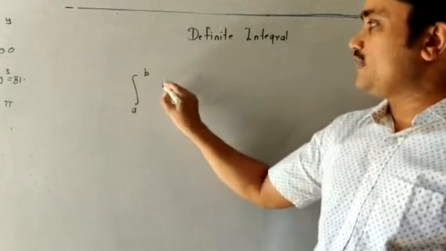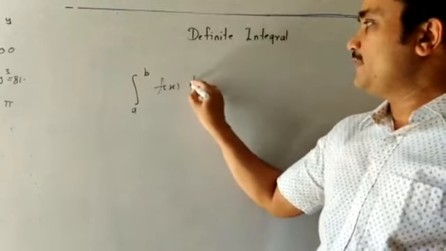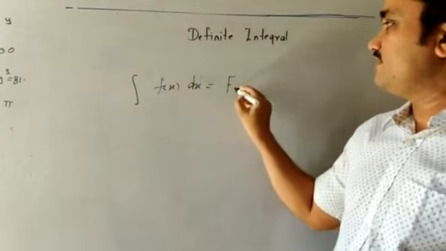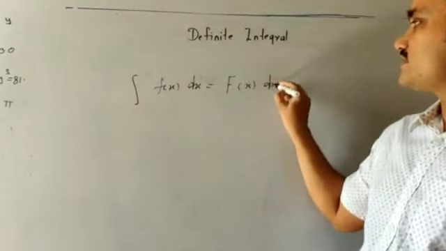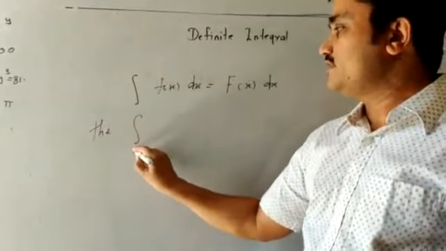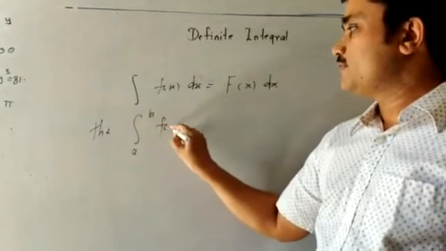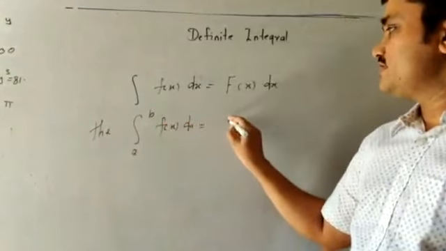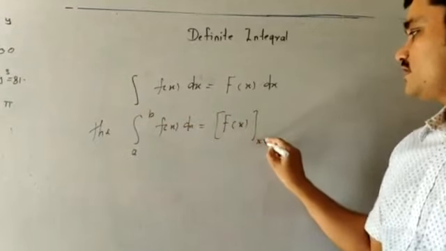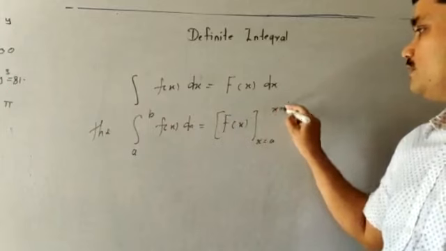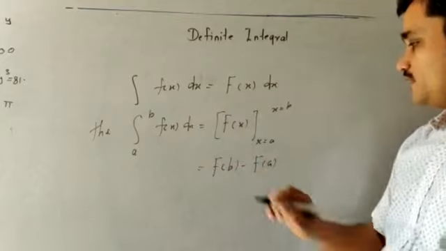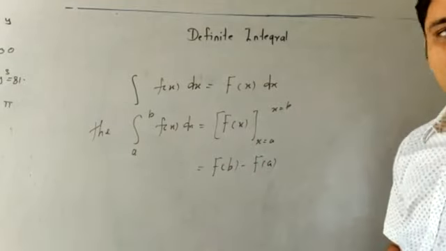So integration from a to b of f of x dx. If this is the integral, then integration from a to b of f of x dx is nothing but, how do we write this? This is F of x from x equal to a to x equal to b, and the same thing we write as F of b minus F of a. This is what we call the fundamental theorem of calculus.